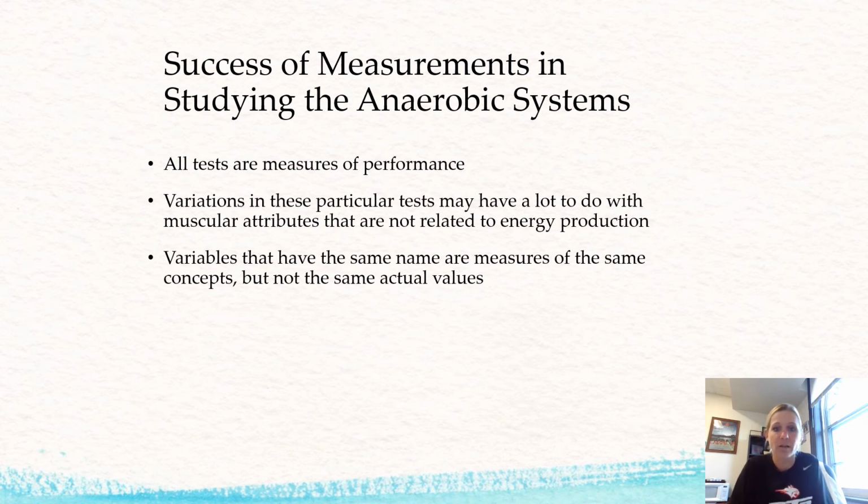what we're concerned with. Okay, variations in these particular tests may have a lot to do with muscular attributes and maybe not limited by energy production. Again, we think about the vertical jump, for example, that's not an energy dependent test, right? We're more concerned with max velocity and the overall cross-sectional area of a muscle. Those are variables that are important to determining my maximal vertical jump versus how much energy I have stored.